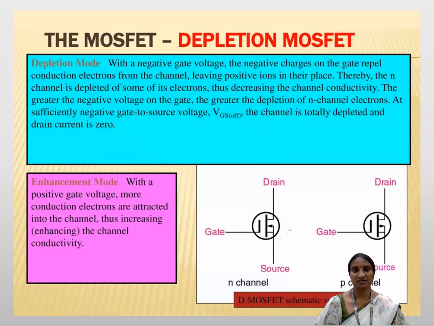The greater the negative voltage on the gate, the greater is the depletion of N channel electrons. At sufficiently negative gate to source voltage, the channel is totally depleted and the drain current will be completely zero in this case. The symbol of depletion mode MOSFET you can observe here.